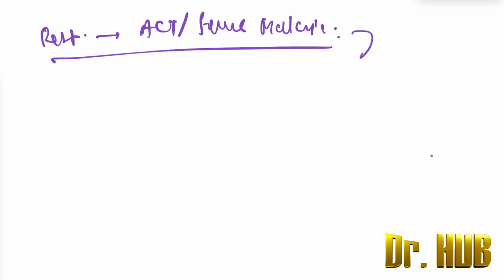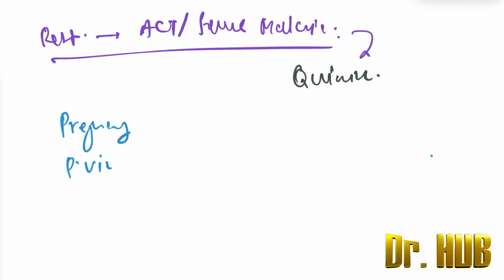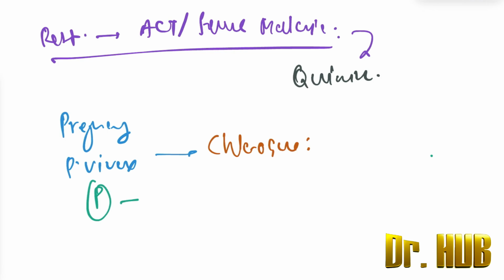Next we look at the resistance to the ACT. There is resistance to the ACT as well as severe malaria. So what does this include? The DOC here is quinine. Then we have pregnancy as well as P. vivax. Here the DOC is going to be chloroquine. And what about the primaquine dose? The primaquine dose here is totally contraindicated.